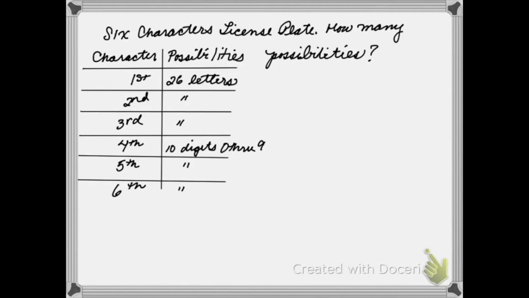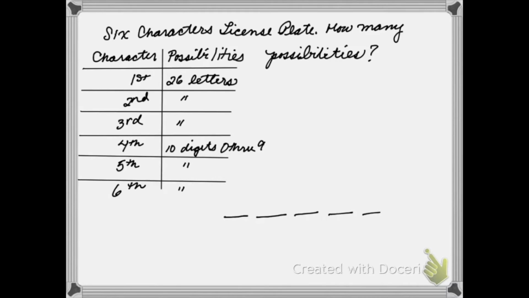The next problem here, I have a 6-character license plate. How many possibilities are there for a license plate if these constraints are met here? The first character has to be one of the 26 letters of the alphabet. The second has to be one of the 26 letters of the alphabet. The third is one of the 26 letters. And then the 4th, 5th, and 6th characters of the license plate are from the digits, 0 through 9.